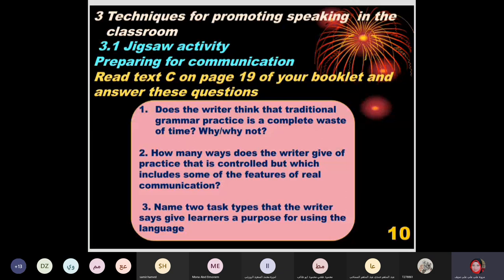Okay, number three. Name two task types that the writer says give learners a purpose for using the language. He mentioned discussion, games, problem solving, information gaps. Excellent. That's actually the model answer. He named in particular discussion, games, problem solving, information gap activities.